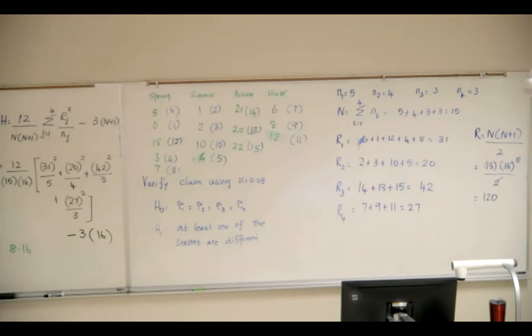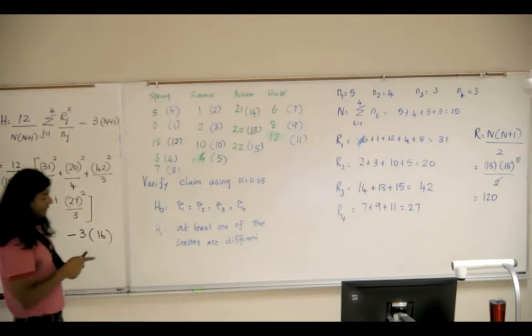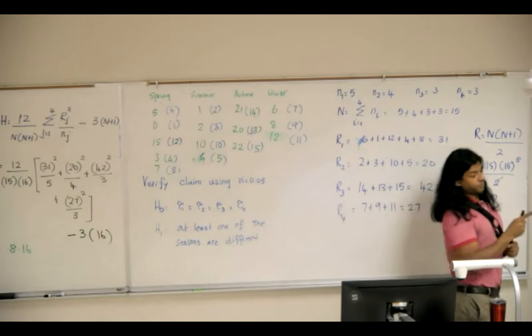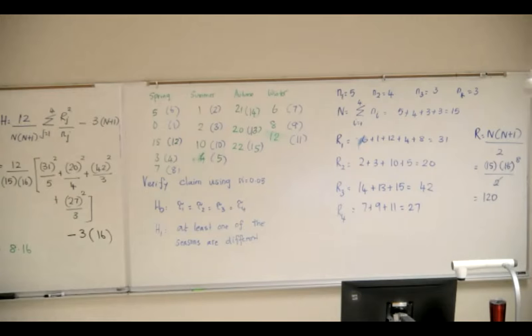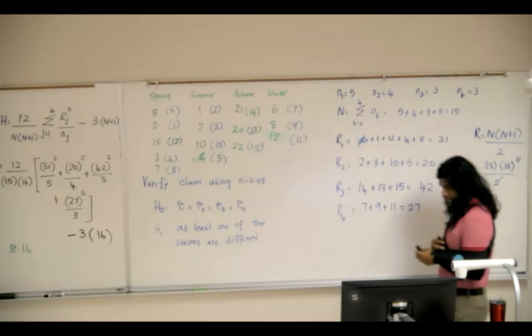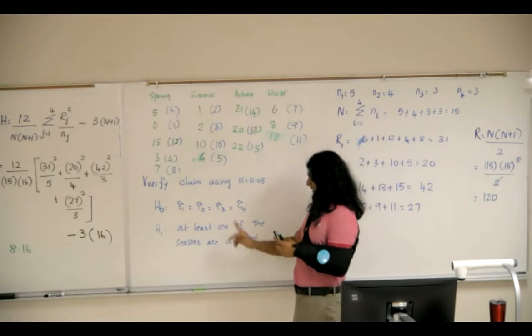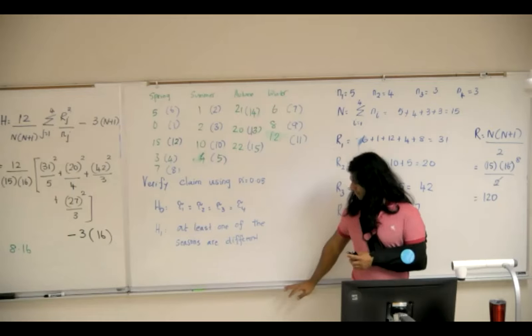Here is a question. Is Kruskal-Wallis test a right tail test, a left tail test, or a two tail test? Two tail test. Why is that, Jimmy? Enlighten us. Because it says at least one of the seasons is different. Okay.